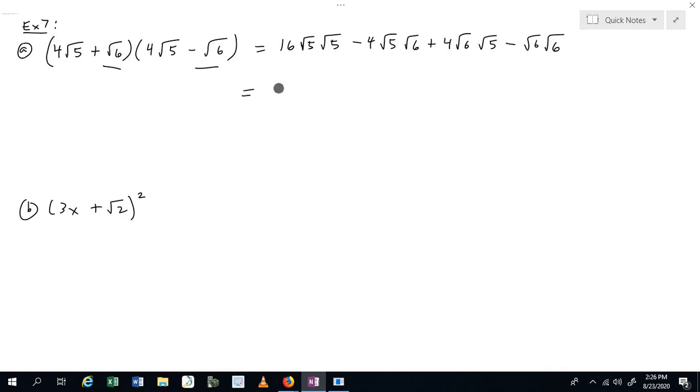Okay, and so let's just clean this up a little bit. So this is 16, and then of course you can write this as the square root of 5 times 5. And this one you can write as the square root of 5 times 6. And same thing here, you can write that as the square root of 5 times 6, or 6 times 5. Order doesn't matter, so I'm just going to keep it the same as this, 5 times 6. And then the square root of 6 times the square root of 6 is the same as the square root of 6 times 6.